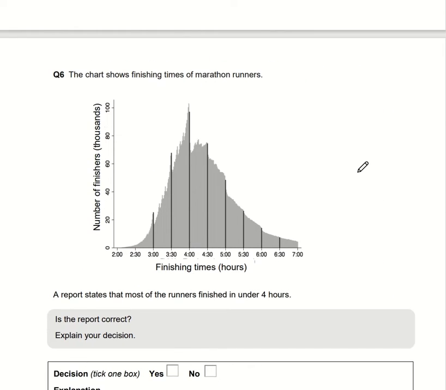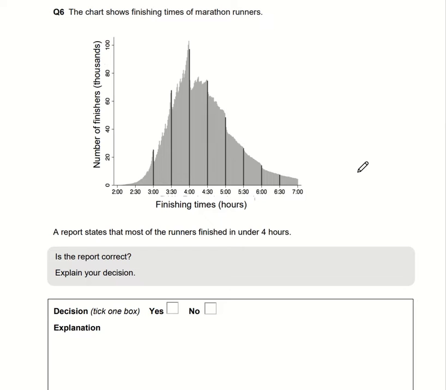Question number 6. The chart shows finishing times of marathon runners. A report states that most of the runners finished in under 4 hours. Well, here is 4 hours. Is the report correct? Well, the decision is no, and the reason for that is we can see that if we just look at the area of everything that is shaded in grey to the right of 4 hours, which is longer than 4 hours, that is a greater area than to the left.